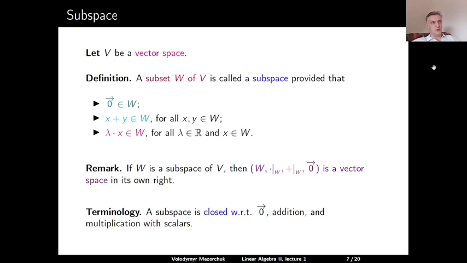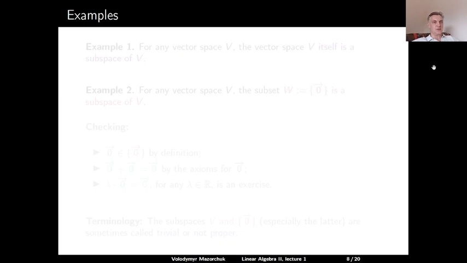So W is closed with respect to taking the zero vector. And similarly, W is closed with respect to multiplication with scalars. Here are some examples. Example 1. For any vector space V, the vector space V itself is a subspace of V. So this is the obvious statement, nothing to check.